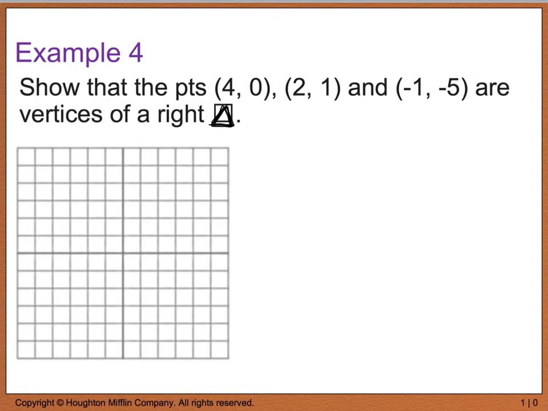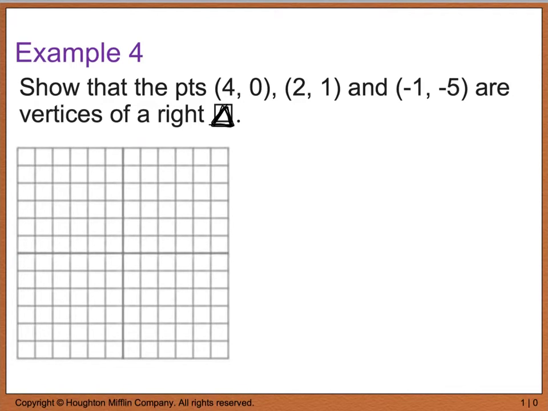Now example 4 says to show that the points (4, 0), (2, 1), and (-1, -5) are vertices of a right triangle. Now you can plot these, and we will at the end, but you cannot assume that just because it looks like a right triangle that it is a right triangle. You actually have to prove this.